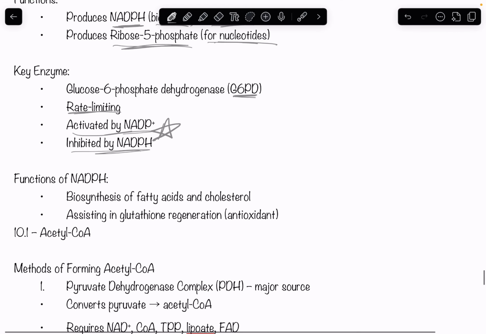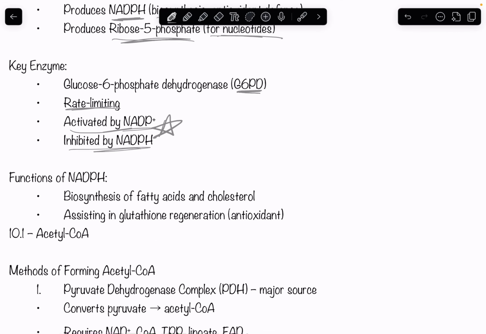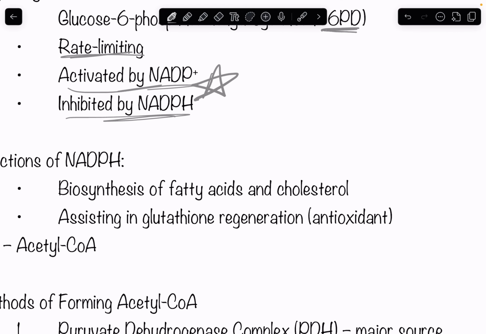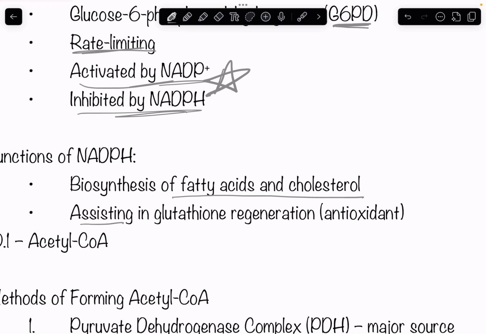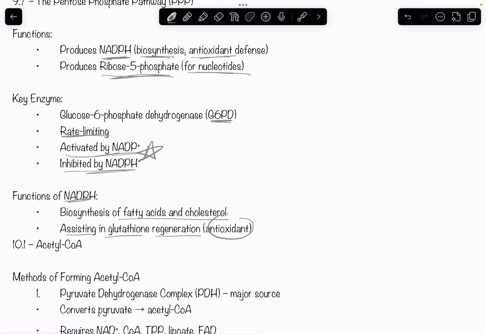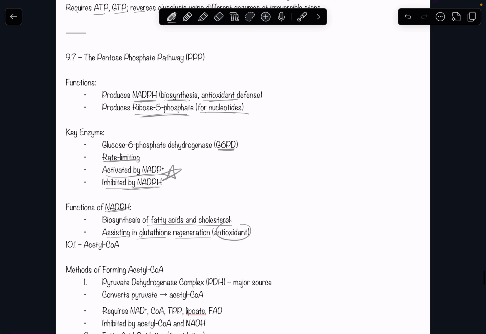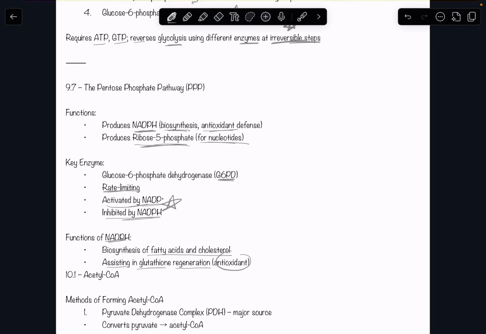Okay. The function of NADPH is the biosynthesis of fatty acids and cholesterol, and it assists in regeneration. So it assists glutathione in regeneration. NADPH acts as an antioxidant, and I know that we've probably all heard that word at some point. So NADPH is one of those things that acts like an antioxidant.